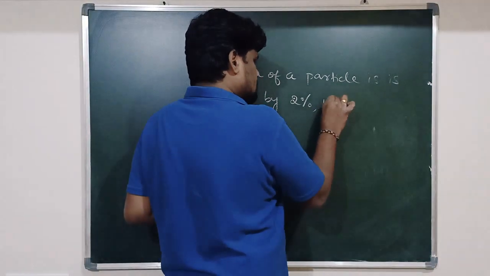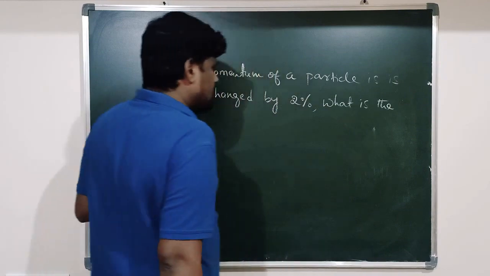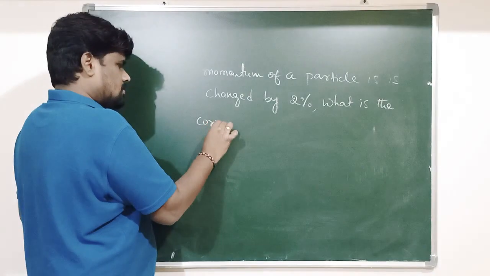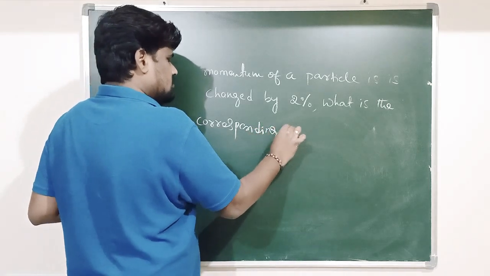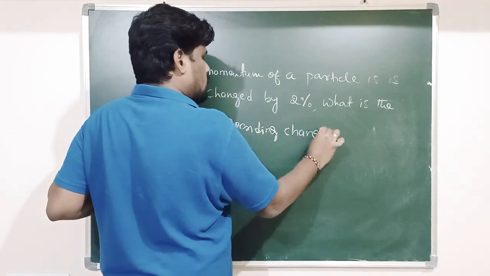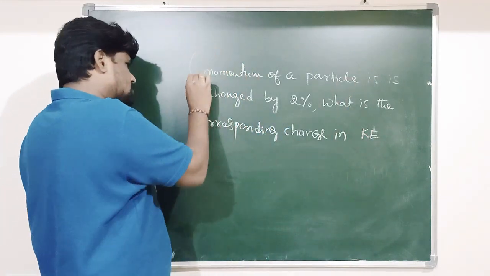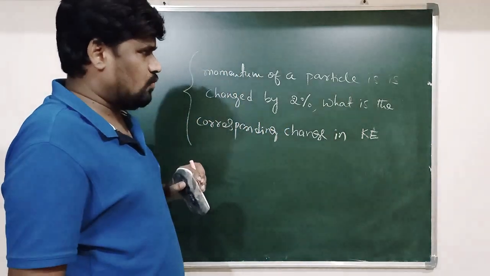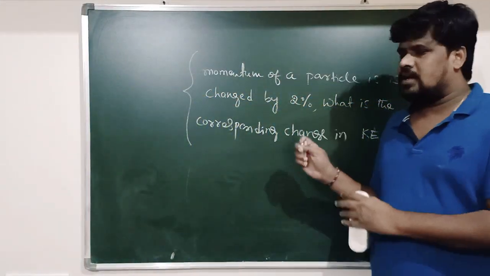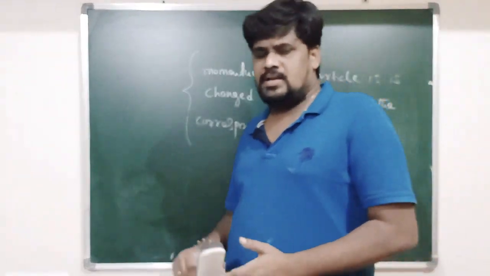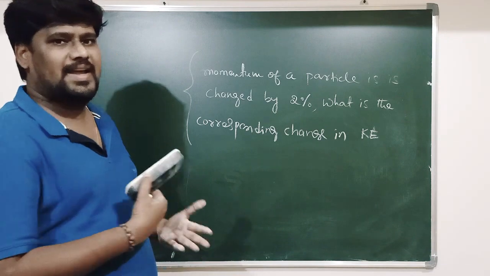What is the corresponding change in kinetic energy? This is one example which we observe in the lesson work, energy and power, and the same example can be solved with the help of the concept called errors.